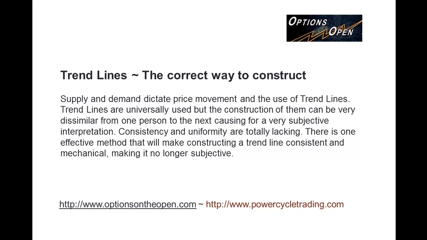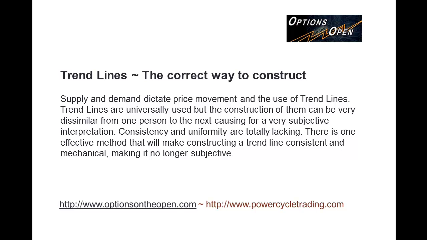Now, with breakout trading, one thing that we use at Options on the Open are trend lines, and there's a correct way to use trend lines and there's an incorrect way to use trend lines. Once you find out the correct way, and you do it the way I'm going to teach you every time, it becomes mechanical, and it's something that you can use as a systematic approach. So it's just one extra tool that we will use at Options on the Open along with our power cycle trading model to really get us into some great trades and breakouts.